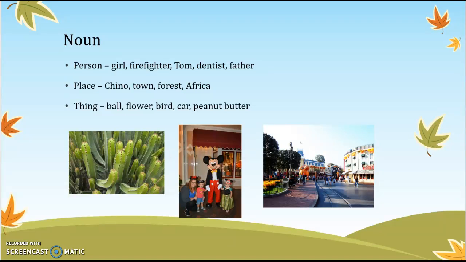Below are some images of some other nouns. We have a cactus over here, we have Mickey Mouse right here, and then we have Disneyland right here. So really, if you look around us, you're going to be able to find nouns pretty much everywhere.